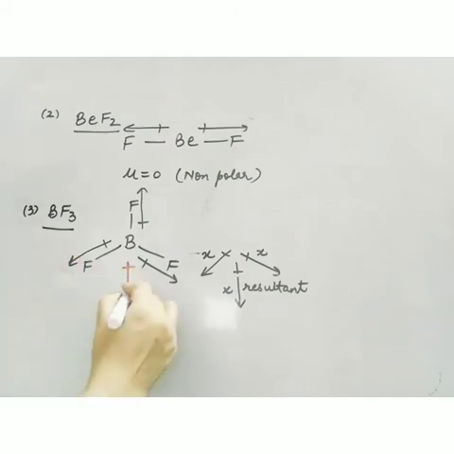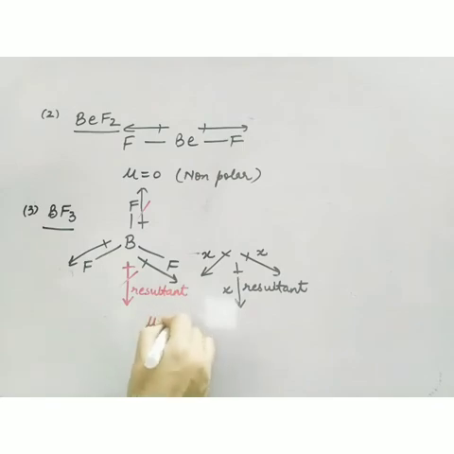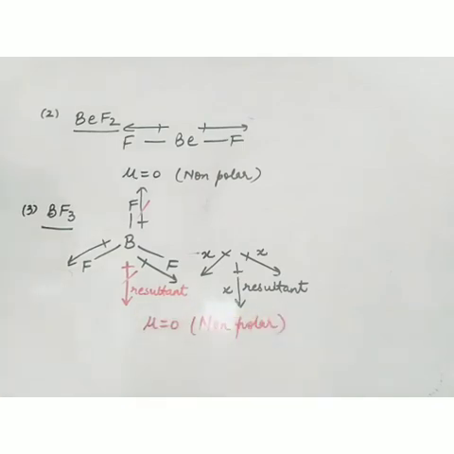Now this is the resultant, I am writing here. Now resultant is pointing down, this vector is pointing up. Cancelled. So it is also having 0, means BF3 is also a non-polar molecule. Okay.